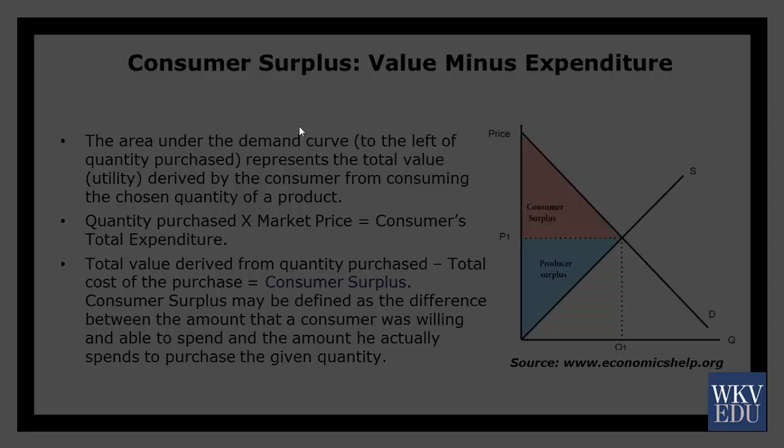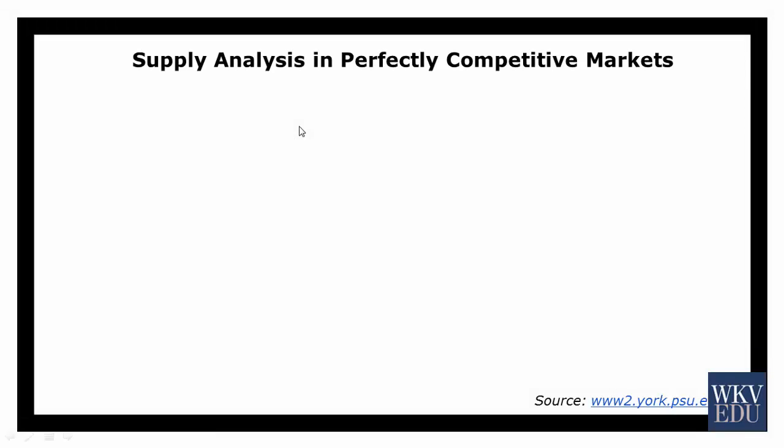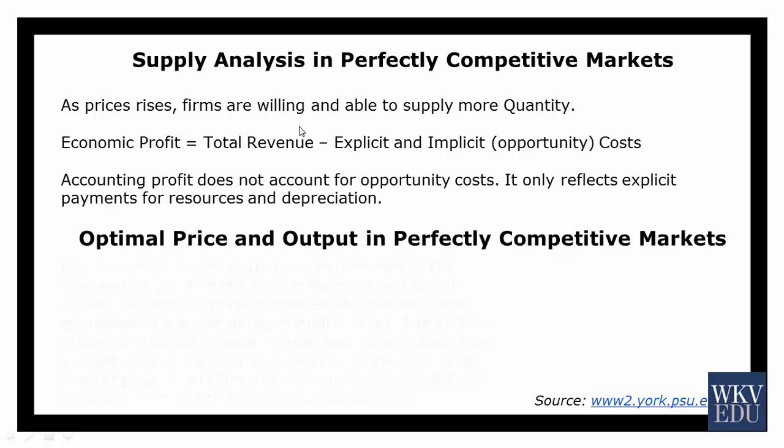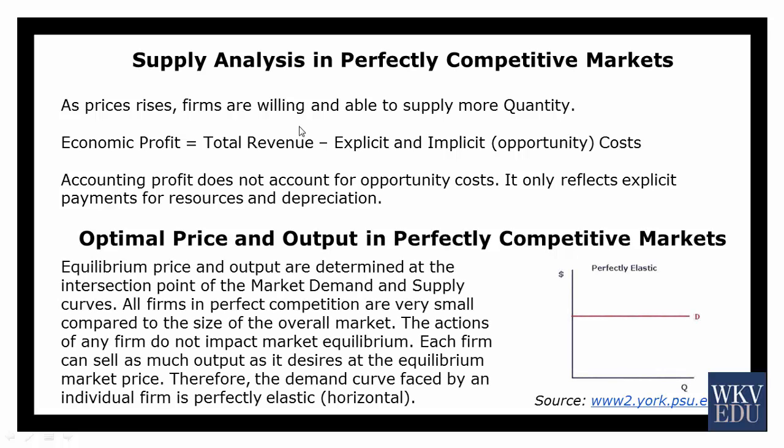We now move on to our next topic, which deals with supply analysis in perfectly competitive markets. We all know as price rises, firms are willing and able to supply greater quantities of a particular product. Why is it so? As taught in supply analysis, as price rises, ceteris paribus, with cost of production and technology remaining constant, the profit margin for the supplier increases. And hence he is willing and able to supply more. Why wouldn't he be? He obviously would want a higher profit margin.